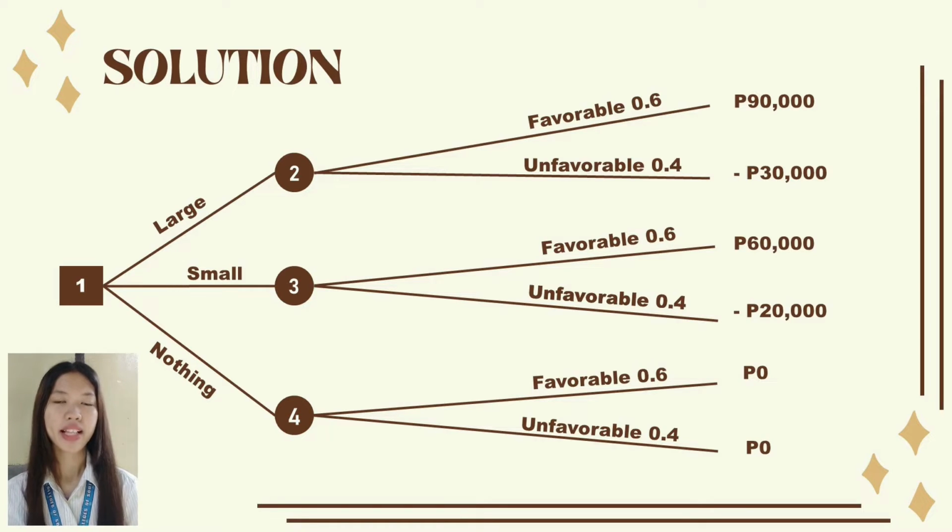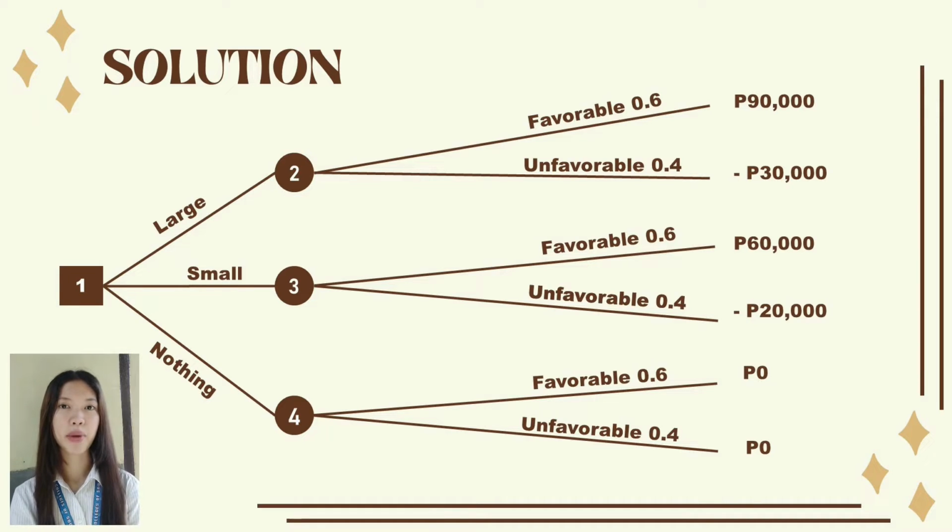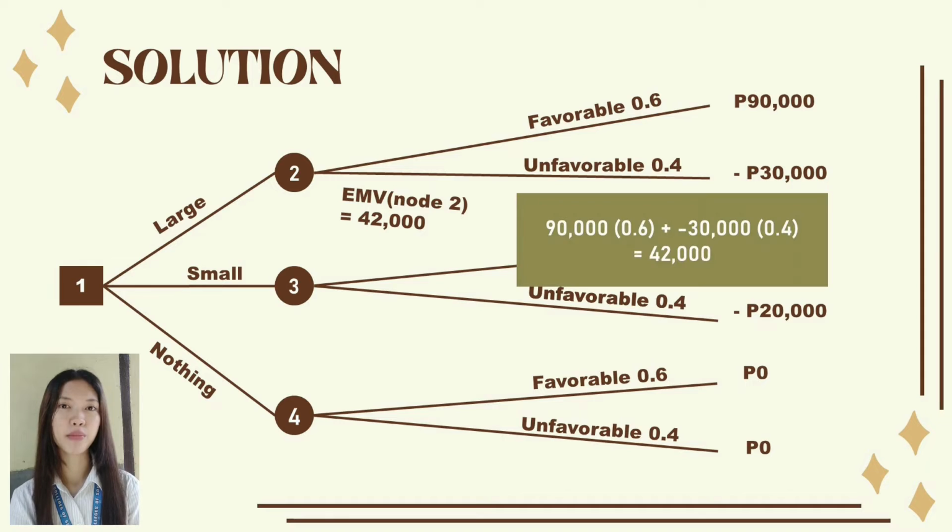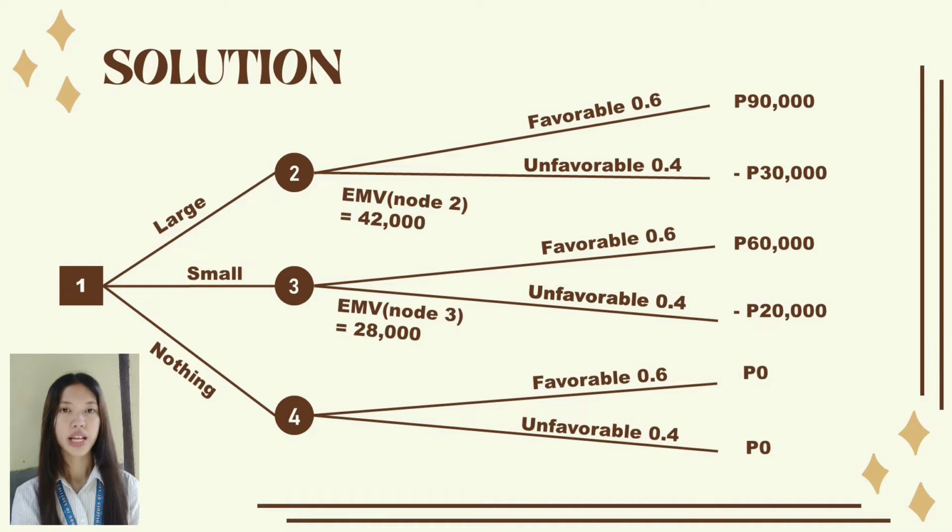Moving from right to left, let's calculate the expected payoff of each outcome node. The expected payoff of the first decision alternative, which is for the large facility, is 42,000 pesos. To get the expected payoff, let's simply multiply 90,000 by the estimated success rate, which is 0.6, and do the same to the unfavorable, which will be multiplied by 0.4, then add their products. So now we have the expected payoff of 42,000 pesos. That will be the estimated amount that Zephany will get if she chooses to have a large facility for her business.